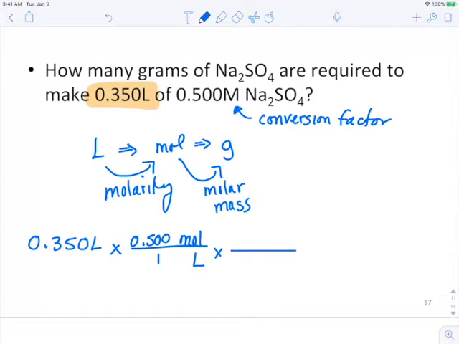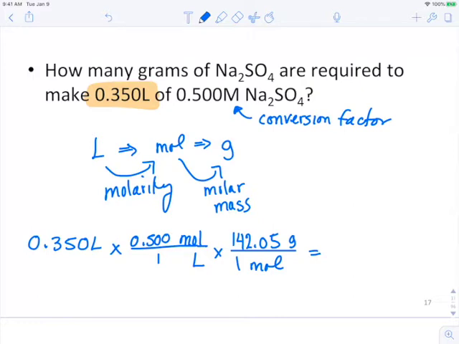Then we had one more step going from moles into grams. So for 1 mole, how many grams of sodium sulfate? I think I heard 142.04 or 05? 05, okay. So 142.04 or 142.05? Yes? Okay. Any questions about how we set this one up?